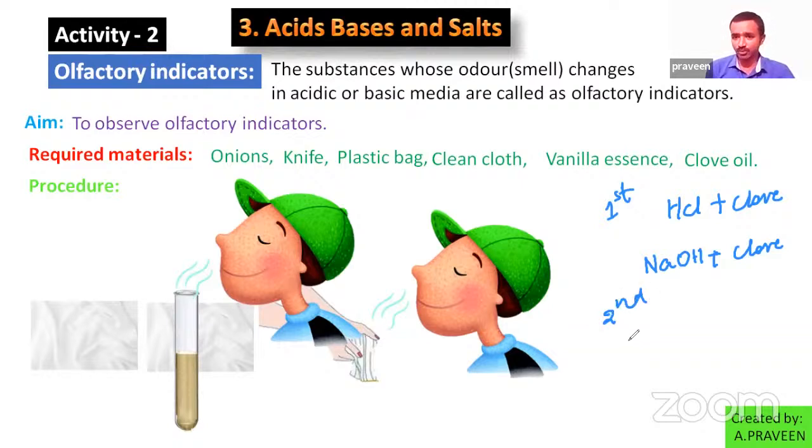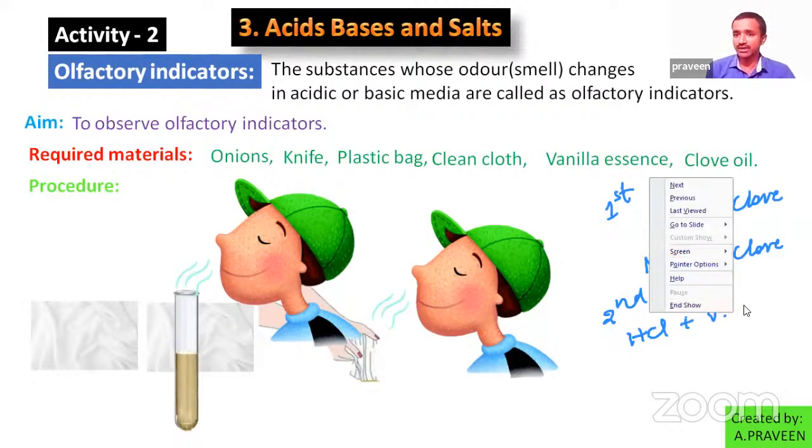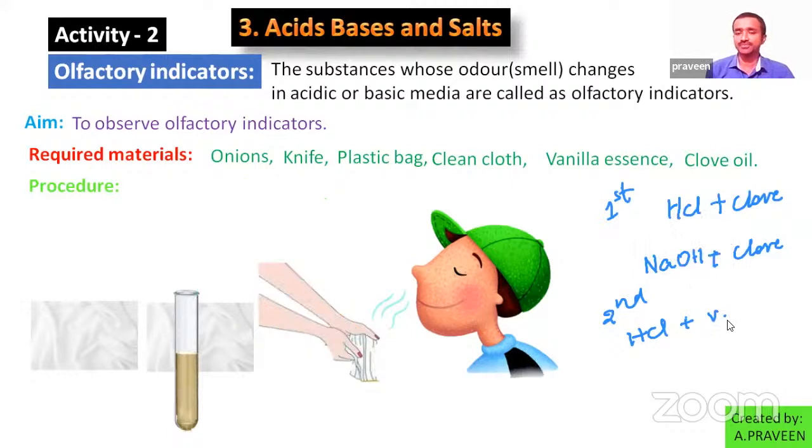Then in the second attempt, we follow the same thing. We take the test tube, add HCl and add vanilla essence, right? Remember what is happening here. Next, NaOH and vanilla essence. Observe the smells, then finally come to the conclusion.